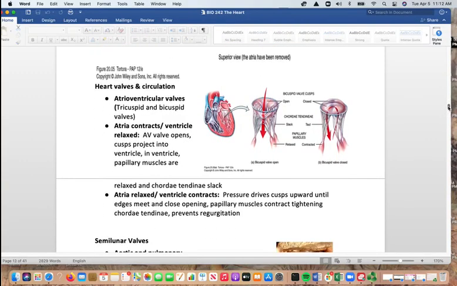Your AV valves, the tricuspid and bicuspid valves, have 2 flaps in the bicuspid and 3 flaps in the tricuspid. When the atria contract, the ventricle is relaxed. The AV valves will open, the cusps project down into the ventricle, the papillary muscles relax, and the chordae tendineae are slack. This allows blood to go from the atria into the ventricle. When the atria are relaxed and the ventricle contracts, the pressure pushes those cusps upward again.